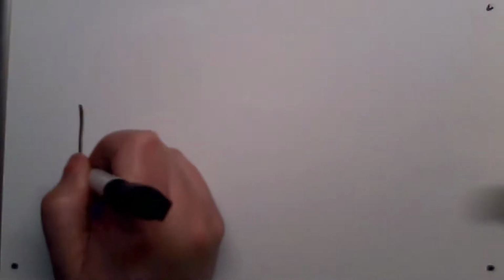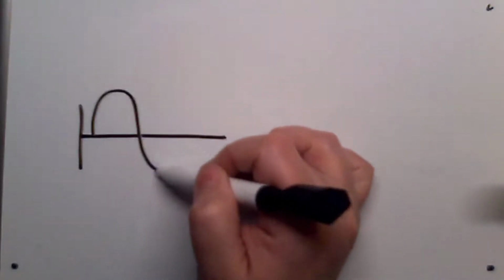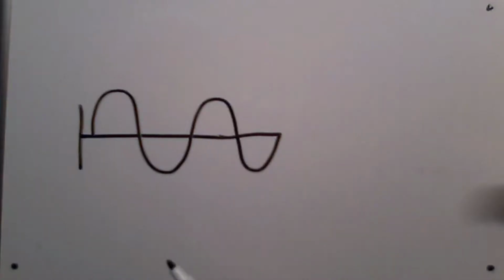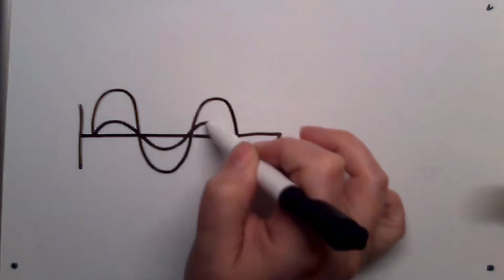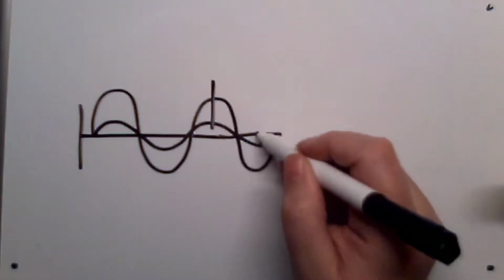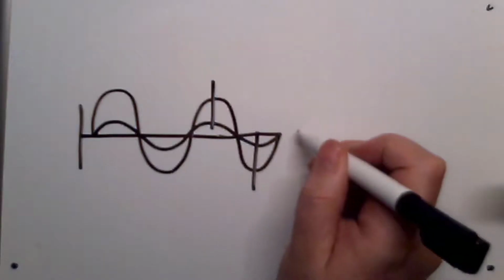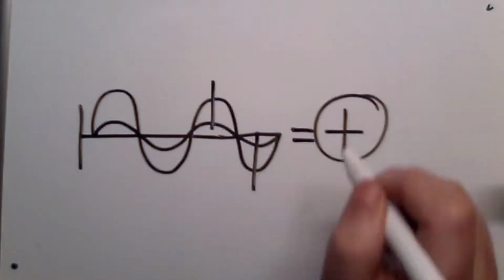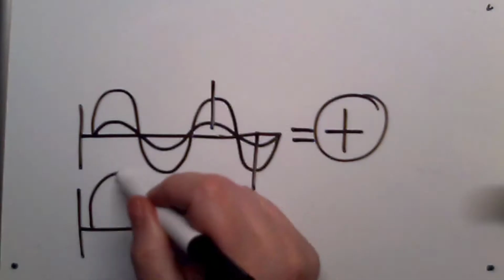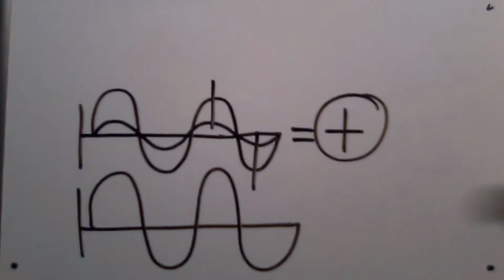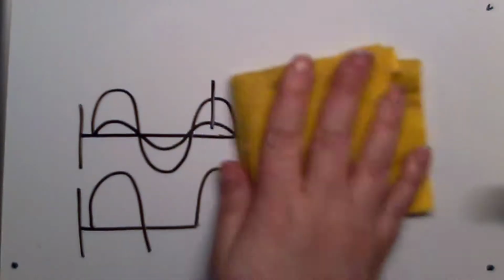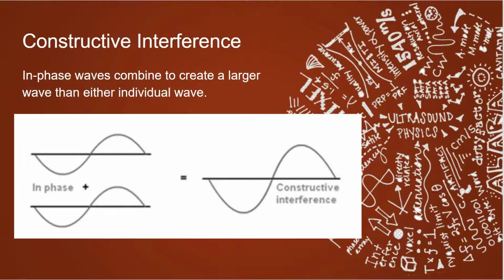So for example, we have a wave here, and we have a second wave coming through, maybe like this. Now look, our peaks and our troughs all line up. These are in phase. What's going to happen is that these are going to get added together, and what we're going to get in the end is a wave that is a combination of the two. It's much bigger than what we originally had. So in-phase waves construct with one another and make a larger wave that is equal to the sum of the two components.